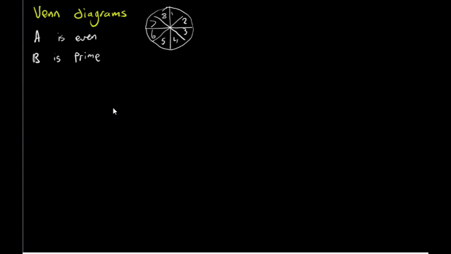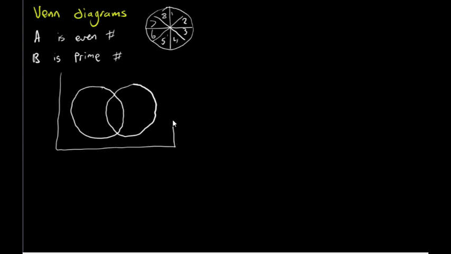So now we're going to have a look at Venn diagrams. So same example, I've got the spinner with counters from 1 to 8, and my event A is all even numbers, and event B is going to be the prime numbers on that spinner. So Venn diagrams are essentially two circles usually connected together, surrounded by a box.